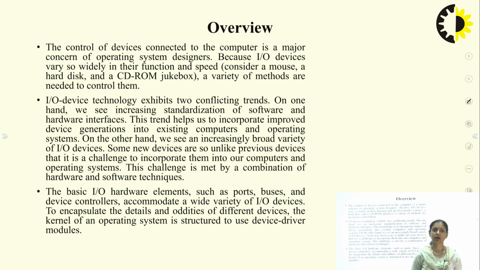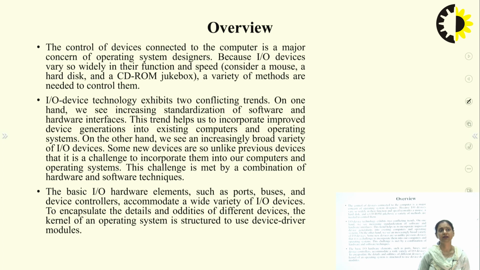Now if we talk about the current I/O devices technology, it exhibits two conflicting trends. The first one is an increase in the standardization of the software and the hardware interfaces. Like a few years back, we needed different ports for different devices, but now we have a standardized USB port that is used for most of the hardware devices. So this trend helps us to incorporate improved device generations into existing computers and operating systems.